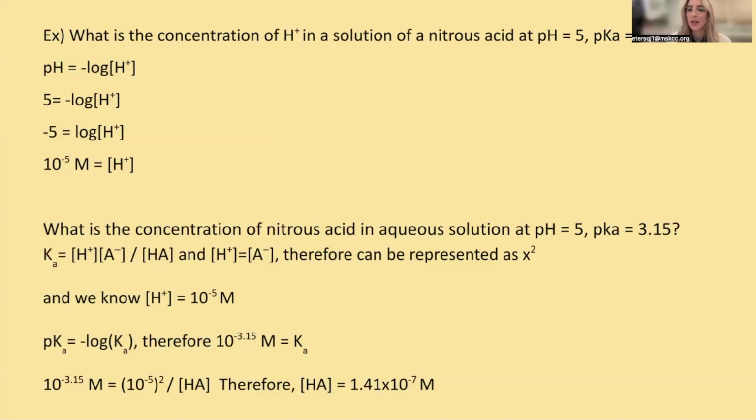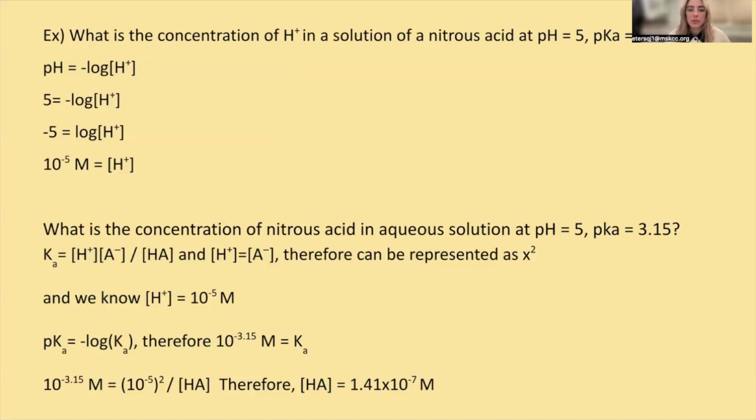In the next part of the problem, we're asked to solve for the concentration of nitrous acid itself in aqueous solution. Again, we're given that the pH is 5 and the pKa is 3.15. Now remember, nitrous acid is a weak acid, so this pKa value is relevant. If you were instead talking about nitric acid, you would solve this problem a little differently.